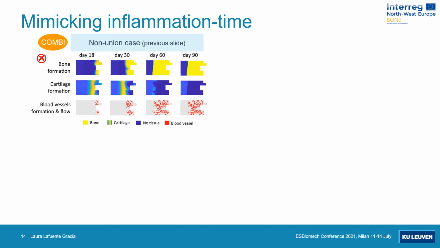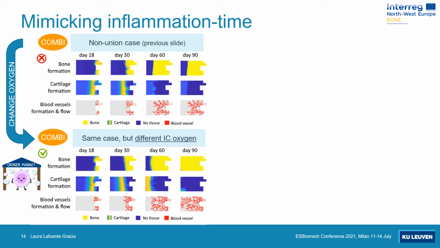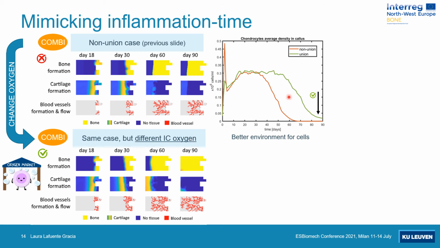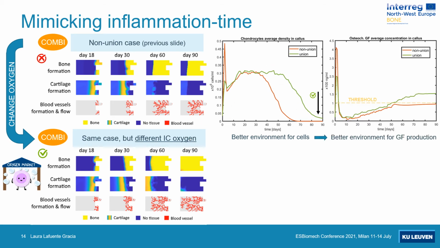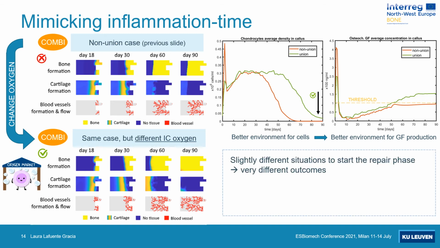Starting with the same reference case as before, but letting some days pass to account for the inflammatory response, we end up having a different initial condition for oxygen, and our model predicts union. The chondrocytes survive, and a better environment for growth factor production is ensured. So slightly different situations to start the repair phase can predict very different outcomes.